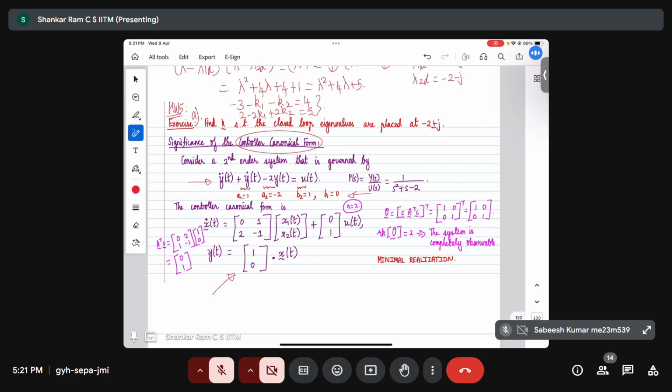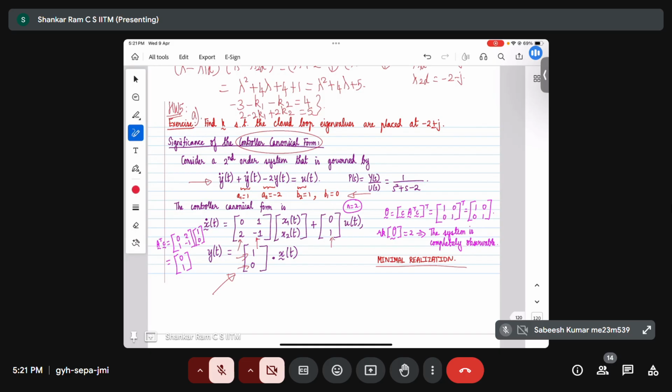Because the state matrix first row is 0, 1. The second row is -a2, -a1. Minus a2 becomes 2, minus a1 becomes -1. Okay, and the input vector is always 0, 1. And the output vector is b2 and b1. b2 is 1, b1 is 0. Okay, so I hope it is clear what this is.